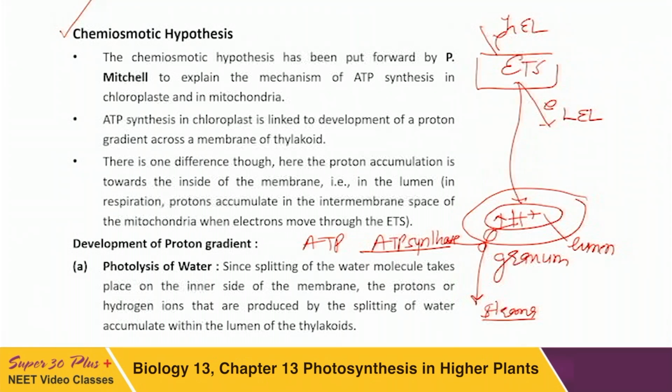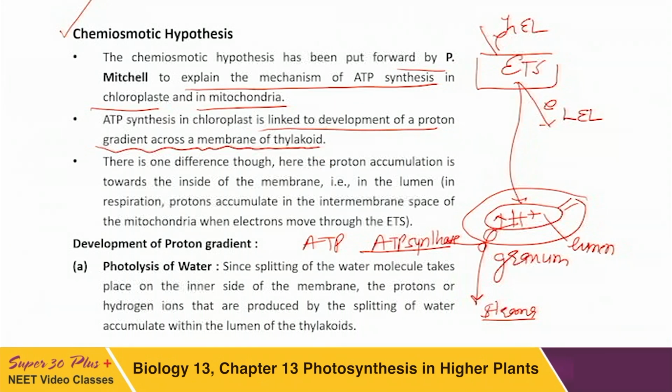That was proposed by Mitchell to explain the mechanism of ATP synthesis. Now we are talking about chloroplast. Almost a similar process is there in mitochondria. Here ATP synthesis in chloroplast is linked with the development of a proton gradient across the membrane of the thylakoid.